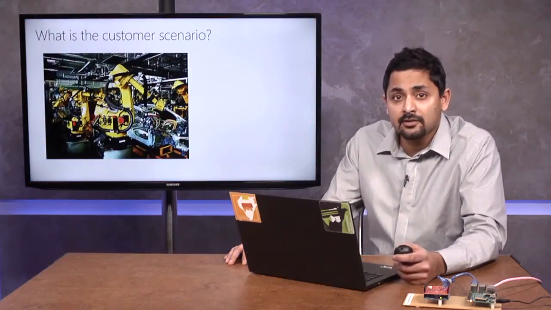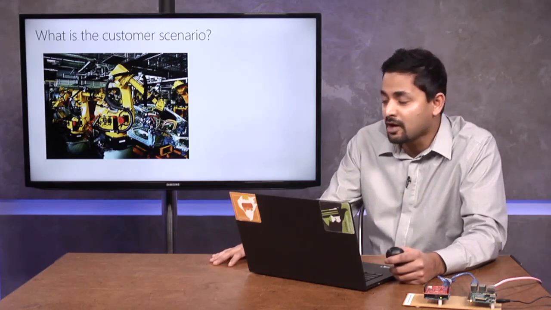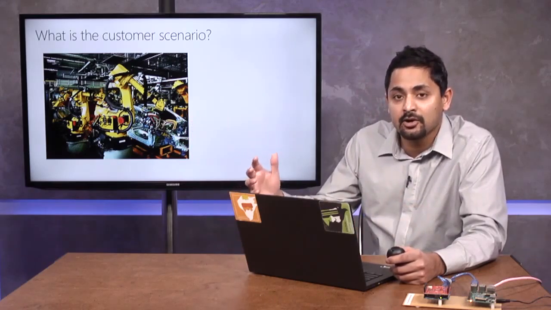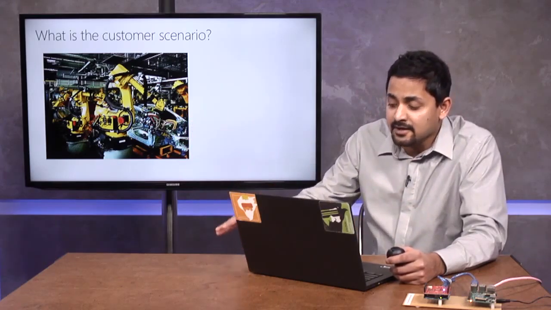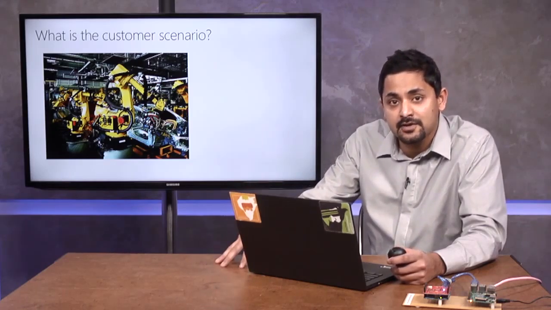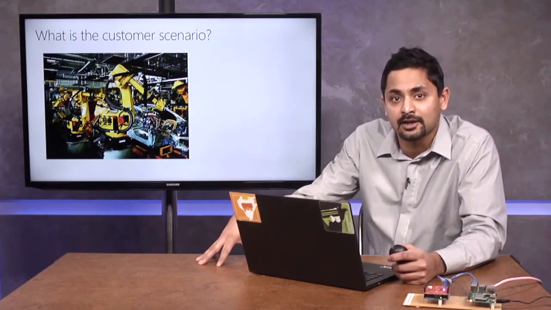All right, so let's start with a customer scenario. Imagine you're a manufacturing firm. You have robots like this, and you have things which are actually going on your factory floor. These objects are generating sensor data, millions of sensor data points. What do you want to do with it? What kind of insights do you want to get from them?